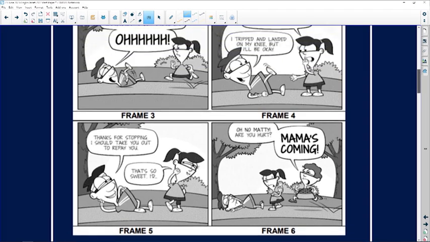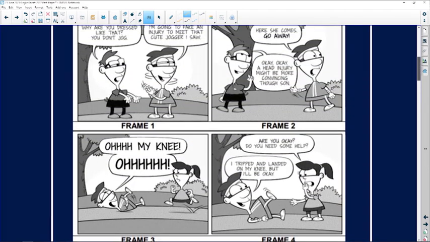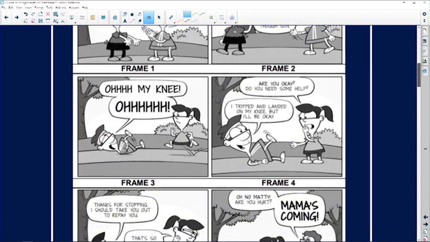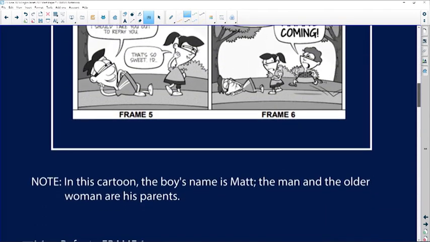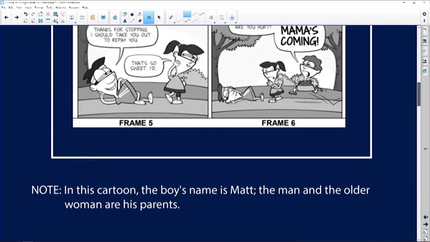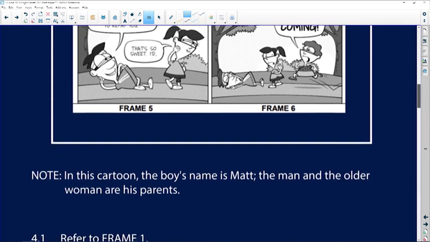Right, so what do we notice? They give you the frames. They actually label the frames so you can't make a mistake. They also tell you the boy's name is Matt, and the man and the older woman are his parents, so mom and dad. They'll tell you who everybody is. They don't want any confusion.